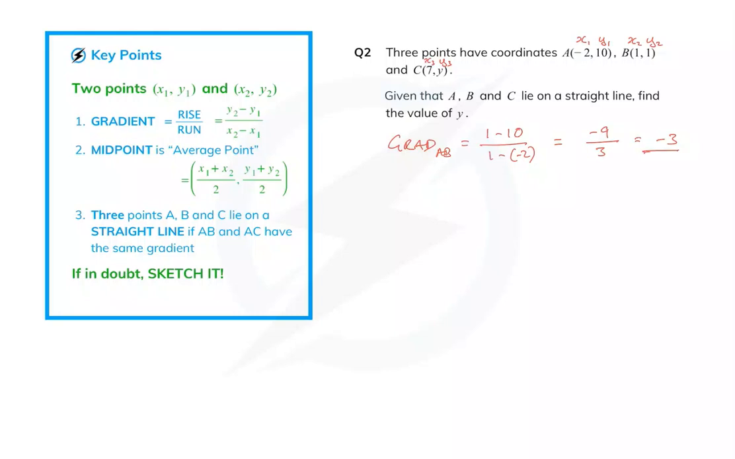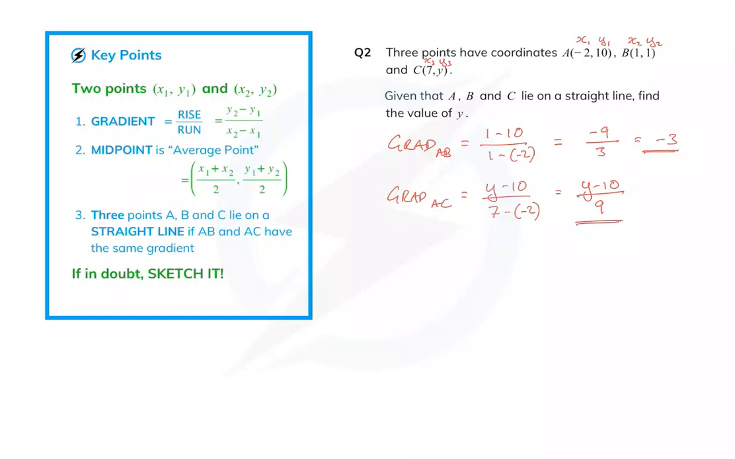Now what about the gradient of AC? That's the other thing we need to find. And so we can say, right, this time it's y3 minus y1, so that's y minus 10 over 7 minus -2. Not a lot I can do with the y minus 10, so we'll leave that as it is. But 7 take away -2 is 7 plus 2, which is 9. And we'll just leave it like that.